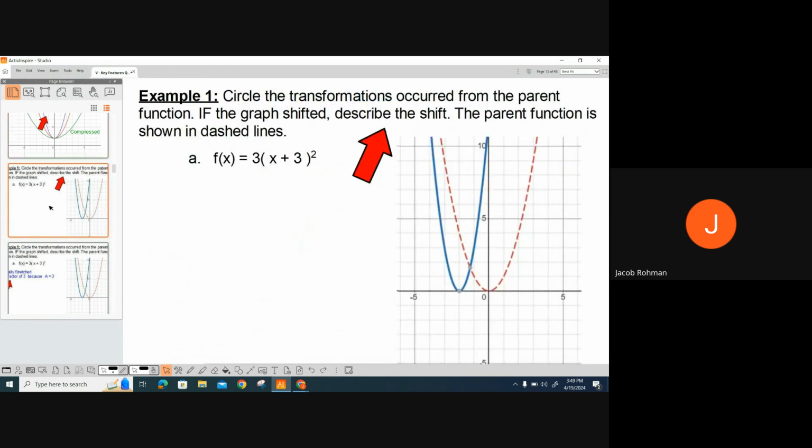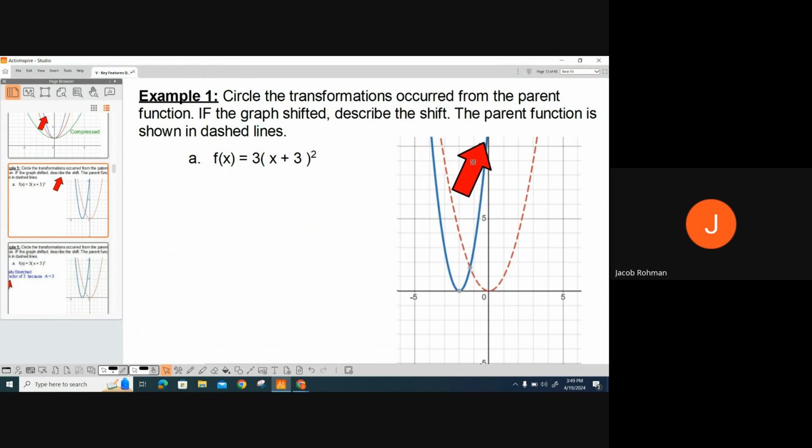Now look at example 1 in your notes. It says we're going to circle the transformations that occurred from the parent function. So the parent function here is listed as the dotted line. And then what transformations have happened with the blue line?